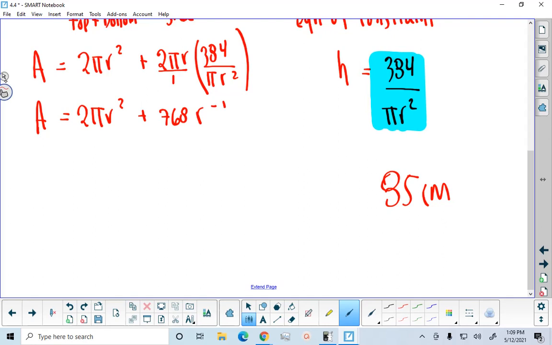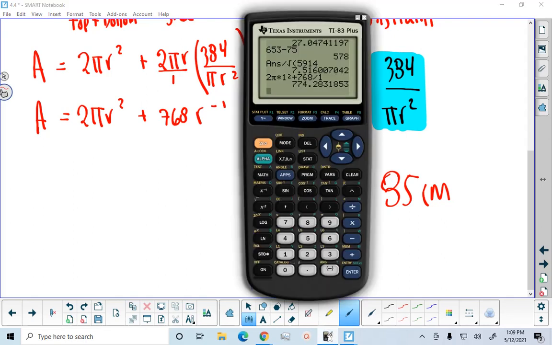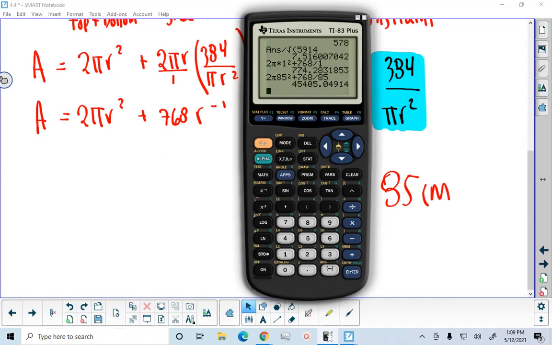The area, which is representative of the cost, would be what we get when we take 2 times pi times that radius squared plus 768 divided by that radius. Huge, huge, huge surface area in terms of square centimeters. What we're after is the optimal radius that will minimize the can's area.